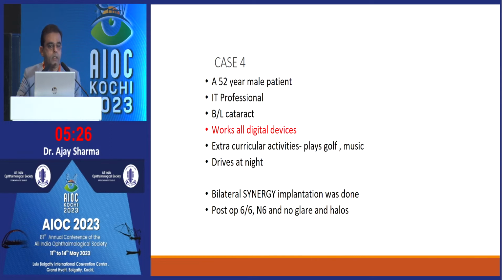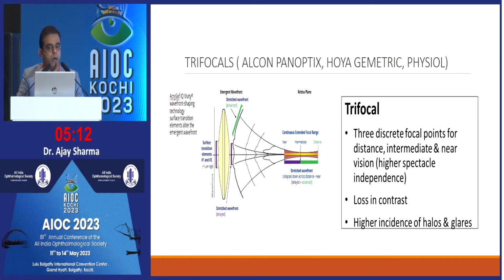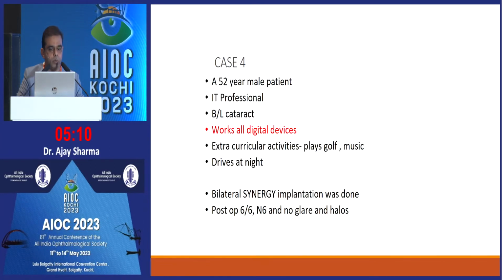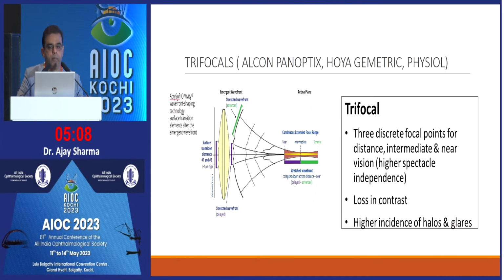Now, this is another case, a 52-year-old male patient, an IT professional with bilateral cataracts, who works on all digital devices and drives at night. Bilateral implantation was done. This was a bilateral PanOptix implanted in this patient. This is a trifocal lens where you have three discrete focal points for distance, intermediate, and near.